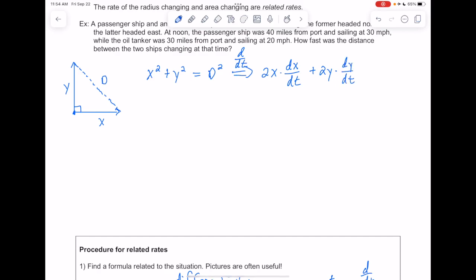And then we do the same thing on the other side. Derivative of D squared would be 2D times the derivative of D with respect to t. I hope you did a capital D like I did, because if you put a lowercase d there, it gets mixed up with the d in our derivative. So you want to try and never use a lowercase d as a variable in calculus, because you're going to have that d from the derivative showing up as well.